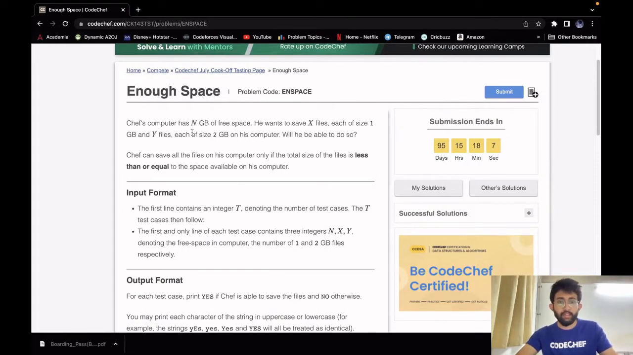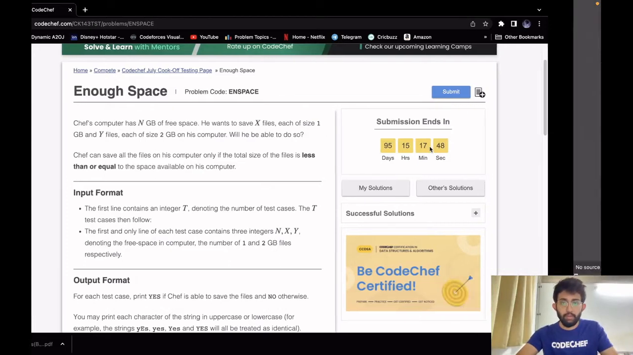Chef's computer has n GB of free space. He wants to save X files, each of size 1 GB, and Y files, each of size 2 GB on his computer. And we have to determine whether he will be able to do so or not. So Chef can save all the files on his computer only if the total size of the files is less than or equal to the space available on his computer.